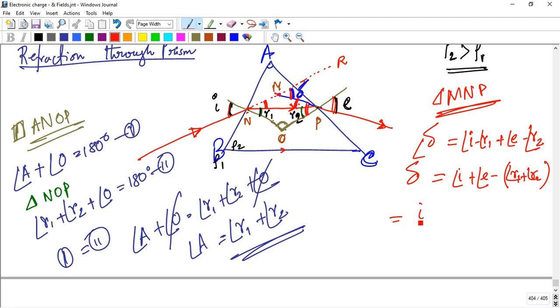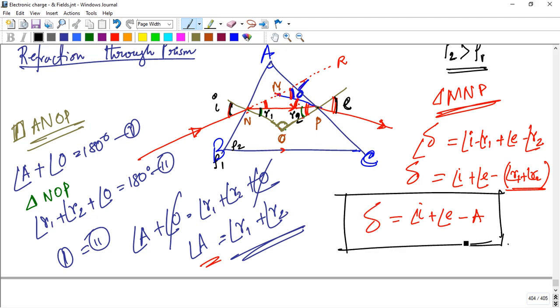And the final expression: I plus E minus (R1 plus R2), which is A, so I plus E minus A is delta. That's the deviated angle. Delta. We derived that deviated angle.